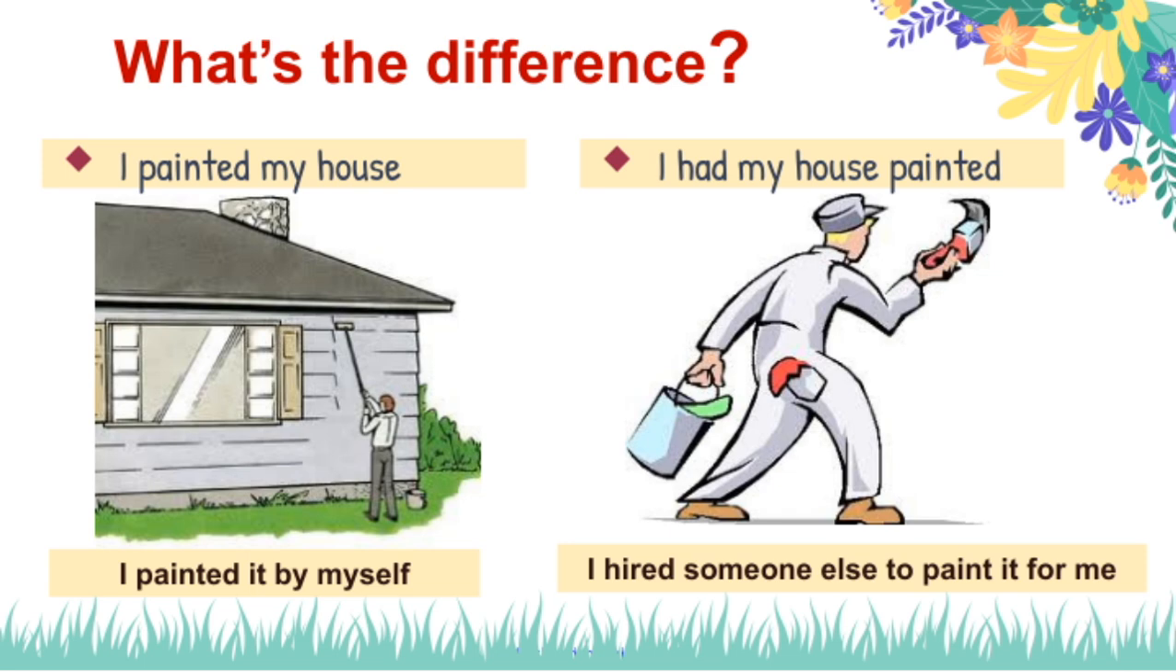Finally, I painted my house. This one is straightforward. It indicates I personally took action and did the painting myself. The key here is understanding the subtle differences in tone and implication.